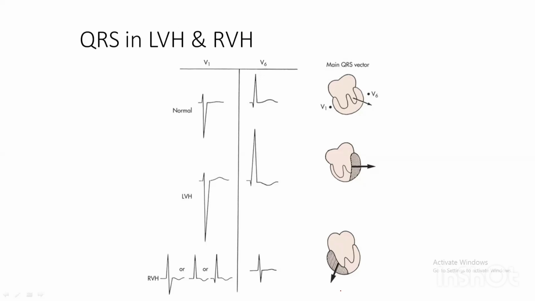I have told you that if we look at the precordial lead positions, from V5 and V6 the left ventricle can be seen, and from V1 the right ventricle can be seen. So if there is left ventricular hypertrophy, we will have changes more in V5 and V6. There will be more positive deflection in V5 and V6 in case of left ventricular hypertrophy.